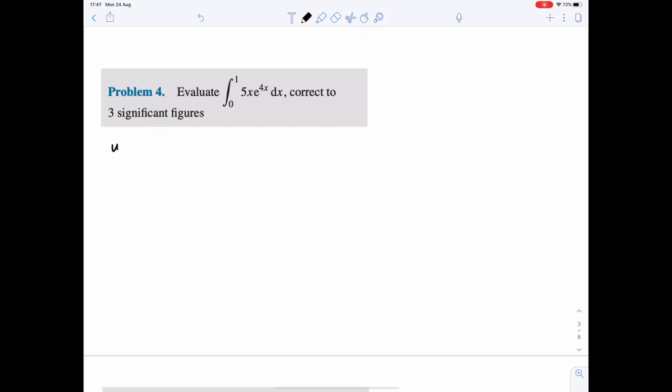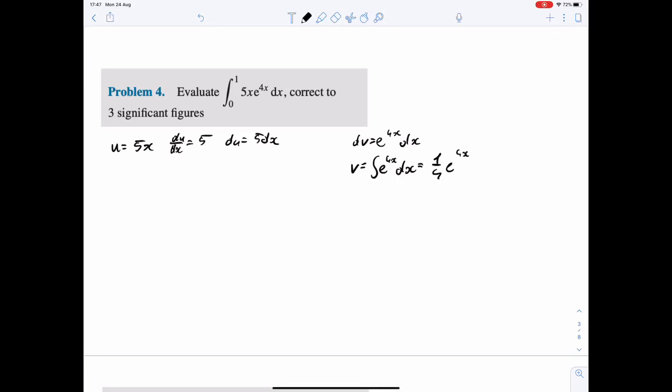So again, I'm going to say that u will be equal to 5x. du/dx from here is very straightforward. dx equals 5. So then du equals 5 dx. And that means that dv has to be equal to e to the power of 4x dx. v is the integral of that, e to the power of 4x dx, and that is equal to a quarter of e to the power of 4x. So now I have u, I have du, and I have v.